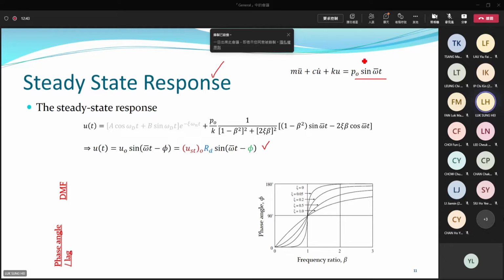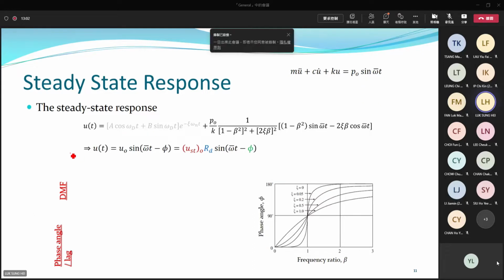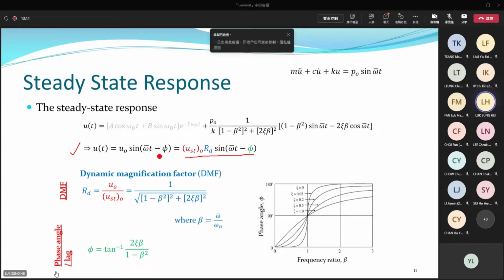Last time you had another equation, right? For free vibrations, you have an equation something like a cosine plus b sine, and then an exponential function. That one is for free vibrations. For structures under sinusoidal force, the equation at steady state looks in this manner: UST times RD times something. Use it properly. RD is called the dynamic magnification factor, and phi is the phase angle.